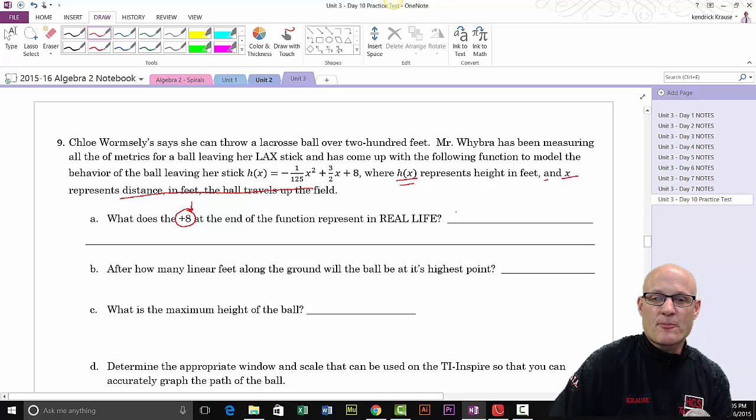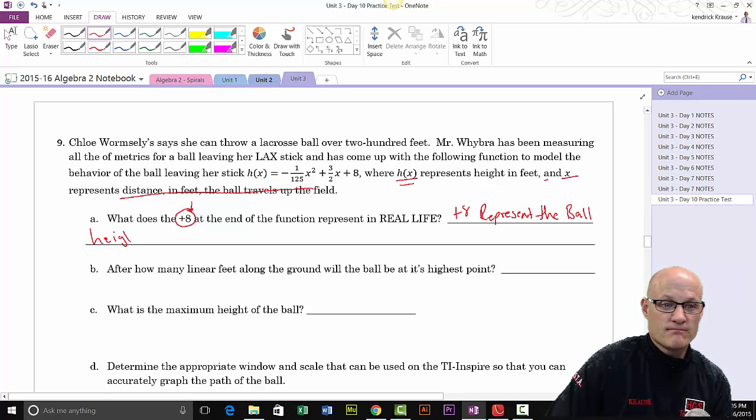So anyway, the positive 8 represents the ball height just before it leaves her lax stick.